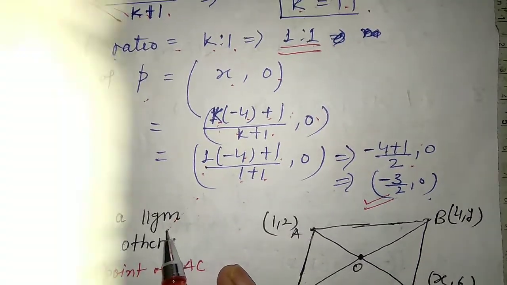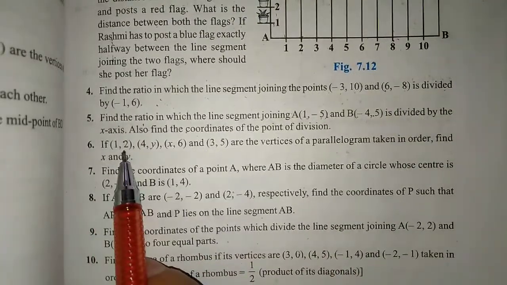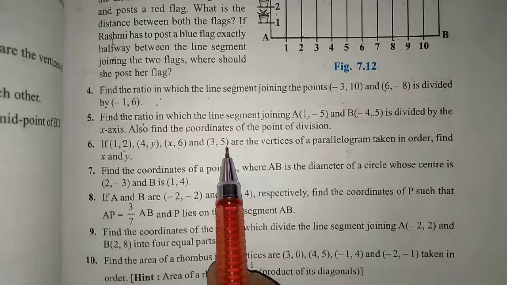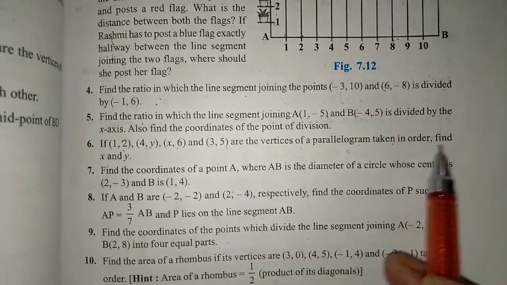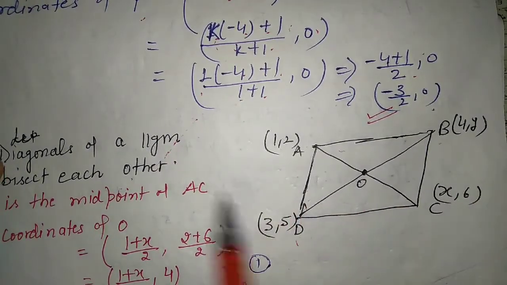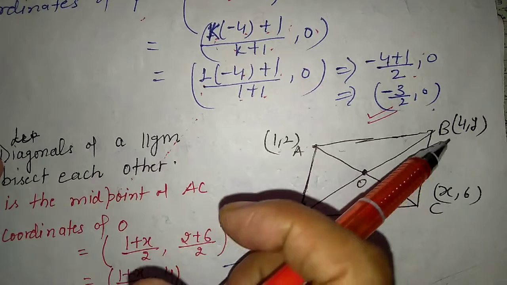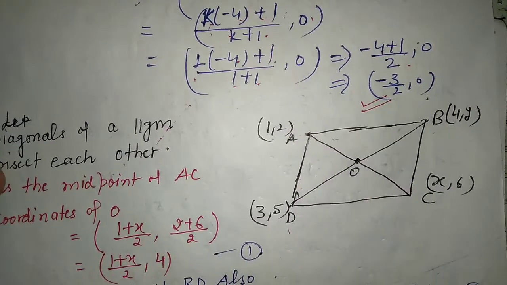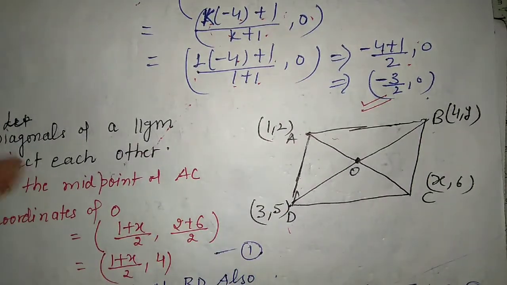Now let us see the sixth question. If (1, 2), (4, y), (x, 6), (3, 5) are the vertices of a parallelogram taken in order, find x and y. So this is the figure, and A, B, C, D are taken in order. These are the coordinates of A, B and C, D. So we have to find the values of x and y.